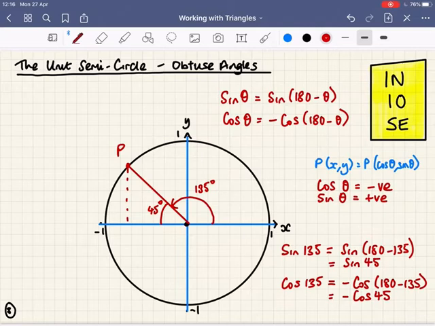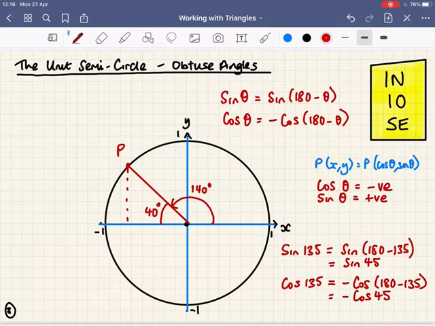And I could do that for any angle. So if I change that value there, and it wasn't 135 anymore, let's say this is now 140 degrees. Well, the partner angle that goes with that is 40 degrees, because the two have to add up to 180. So sine of 140 would be the same as sine of 40. And cosine of 140 would be minus the cosine of 40. And that's how we handle angles between 90 and 180.